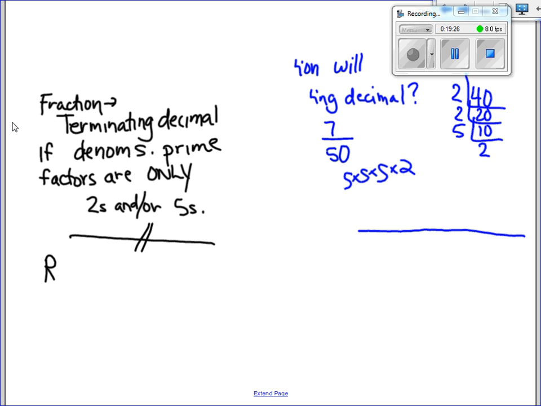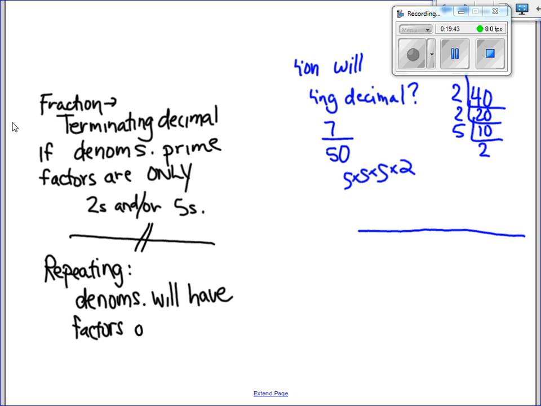Repeating, on the other hand, the denominators will have factors other than, or in addition to, 2 and 5. As soon as a 3 or a 13 or a 7 or an 11 shows up as a prime factor in the denominator, it's going to be a repeating decimal.